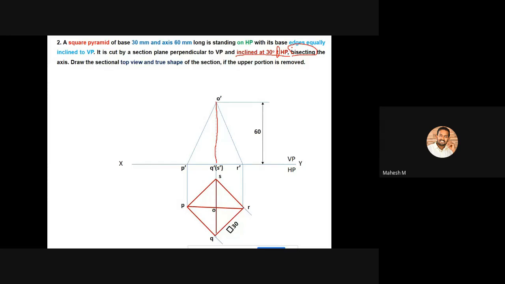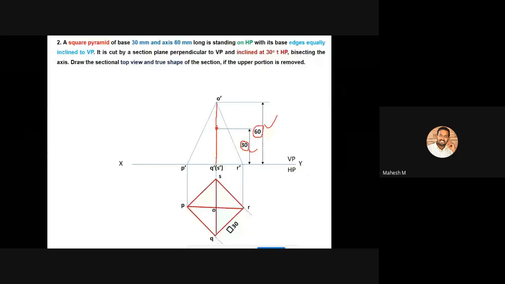Bisecting means you have to pick your center point exactly at the center of your axis. The axis height is 60 mm, so you have to pick a point exactly at the center. That means the center point should be 30 mm from the reference line. If this dimension is 50, then you create this dimension as 25 mm. That is what is called bisecting. Bisecting means the center of the axis. This one is the axis, right? So you have to pick a point exactly at the center.